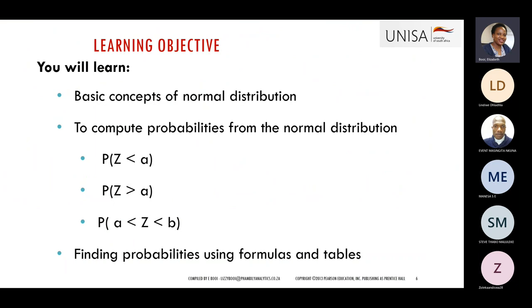By the end of the session today, you should be able to learn the basic concepts of normal distribution. You should be able to know how to compute probabilities from a normal distribution, especially when we're looking at different types of probabilities, where the Z value is less than, or greater than, or between. We should be able to find the probability using formulas or even tables.